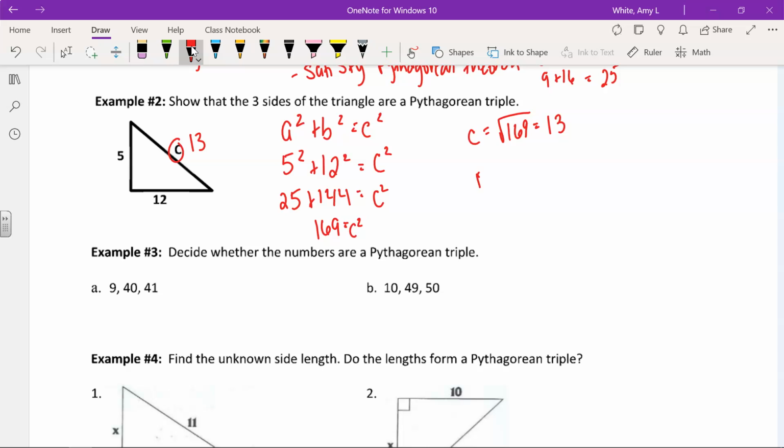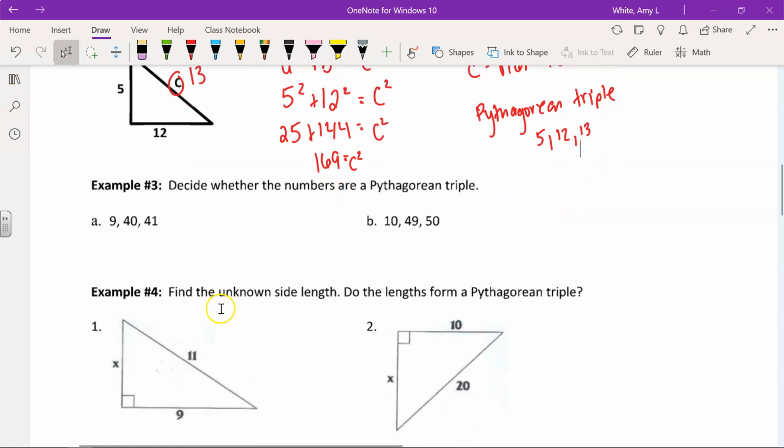This is a Pythagorean triple. I know it's a Pythagorean triple because 5, 12, and 13 are integers, right? They're all whole numbers, and they do satisfy the Pythagorean theorem.